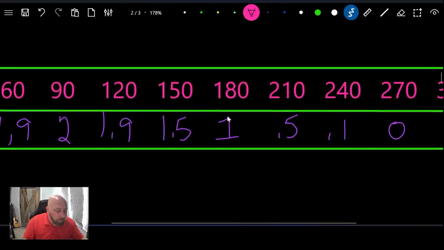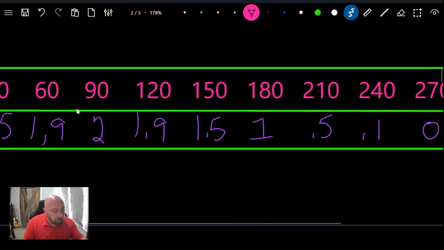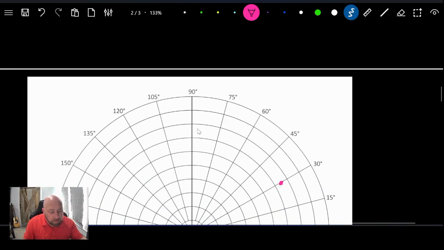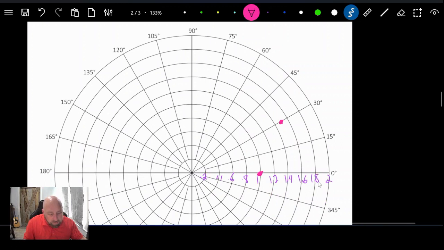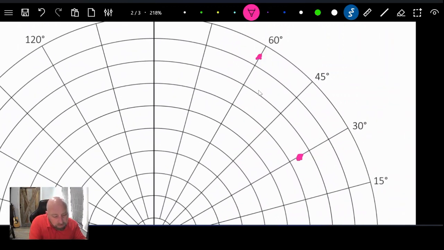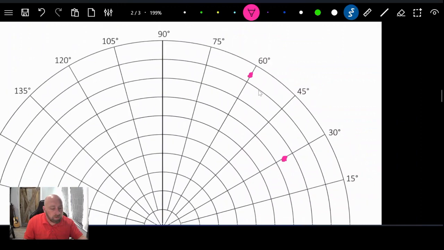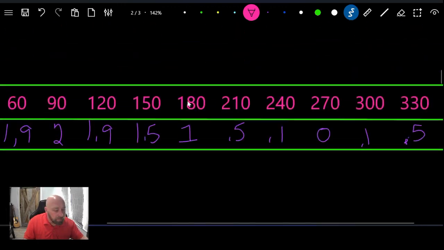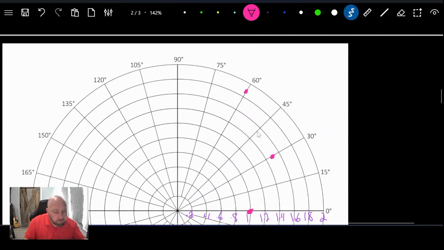All right, next we're going to come over here, and we want the 60 degrees. The 60 degrees is at 1.9. So at 60 degrees, we're at 1.9. So we're almost way out here. Almost at the 2, 1.9 is in between here somewhere, so right about there. Then at the 90, we're at 2. So we'll come out here to 90, and we'll be all the way out here at 2.